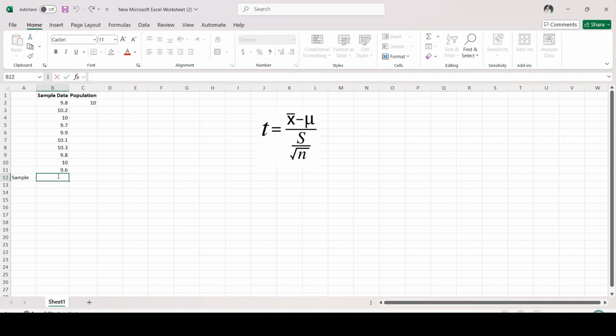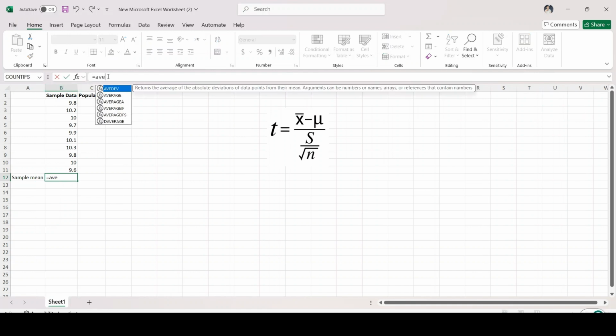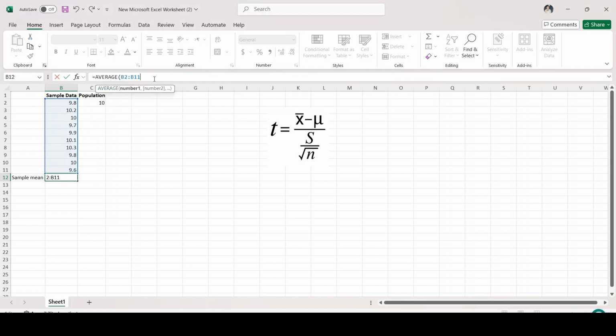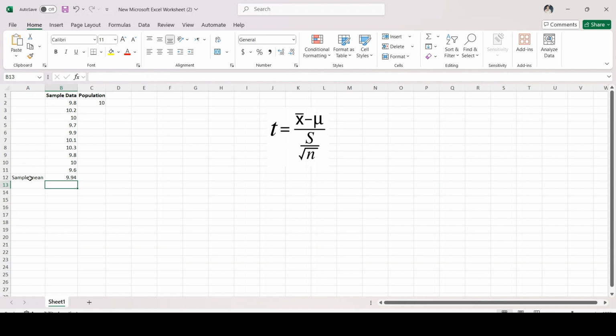How can we find this sample mean? The sample mean can be found using the average function. We select these values, and then we get the sample mean. Before, we have the sample values, and n is already mentioned, 1 to 10 values. The population mean is already available. We just have to find the sample mean and then the standard deviation. So we can also find the standard deviation.